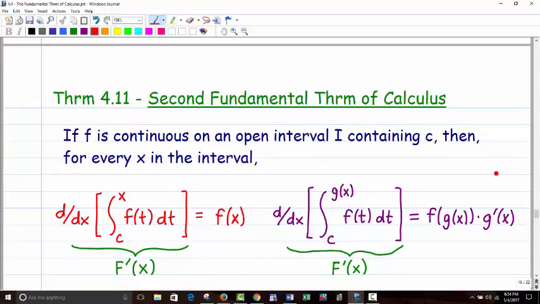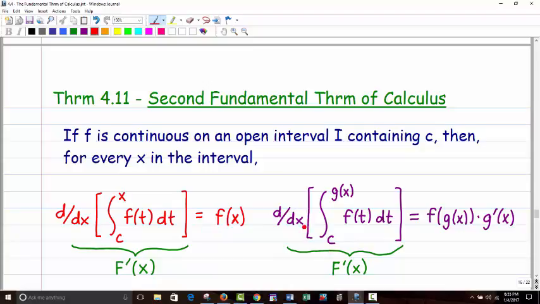The second fundamental theorem of calculus. All right, f is continuous in an open interval I containing c. Then for every x in the interval, the derivative of this integral, if you have just some constant here and x on top, will just be f of x. Literally, you replace t with x, and that's it.